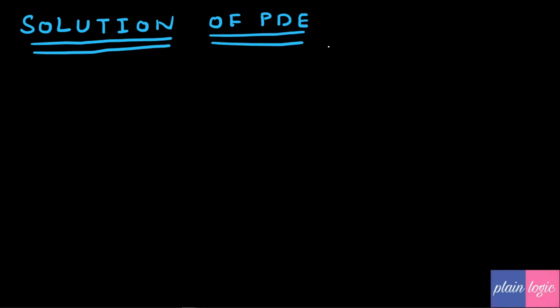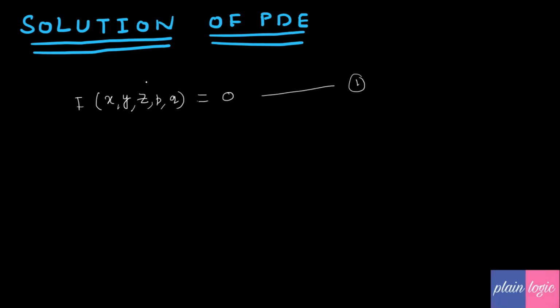So this video is about solution of partial differential equation. A PDE looks like something in the left hand side is equal to 0. The left hand side contains terms like x, y, z, p and q. Why? Because we are talking about first order partial derivatives only. So the equation, if we name it as 1, is a partial differential equation of first order.